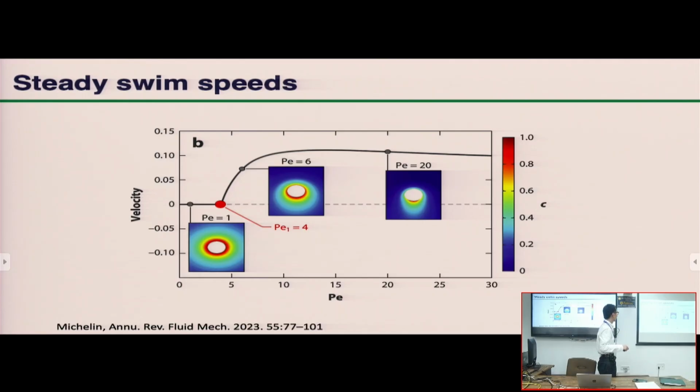So you can then characterize the velocity you're getting. This is non-dimensionalized as a function of the Peclet number. Again, if the flux you're generating is very small, then you're not going to go anywhere. And the critical Peclet number, or critical flux you need, is somewhere around 4. And as you increase the Peclet number, you can get a non-zero velocity out of these droplets.